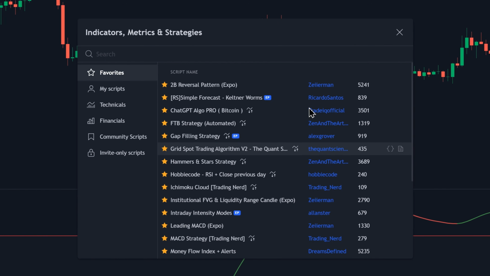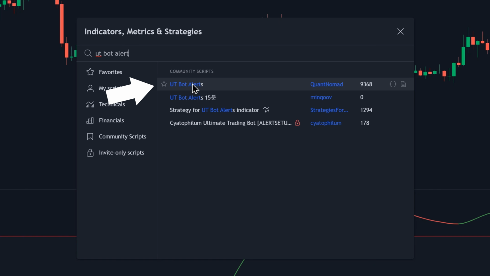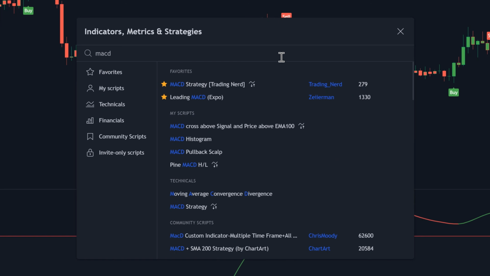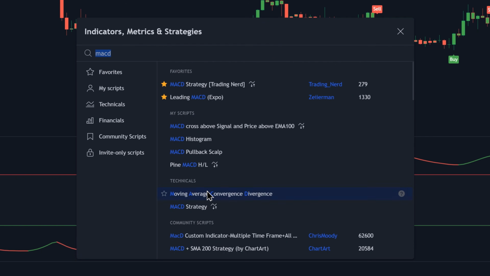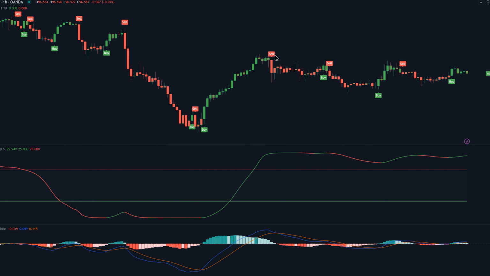On the Indicator Search tab, type in UT Bot Alerts. Select this one by Quant Nomad. Next, type in MACD and select the Moving Average Convergence Divergence. Next, we need to change the settings for these 2 indicators to make it suitable for our strategy.